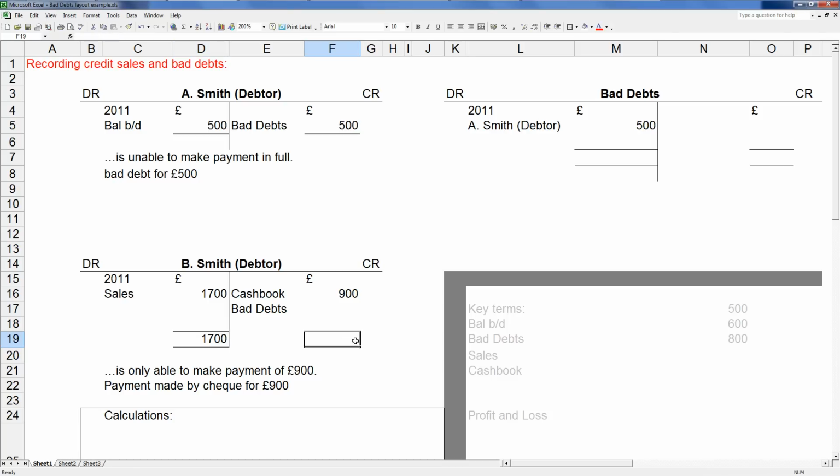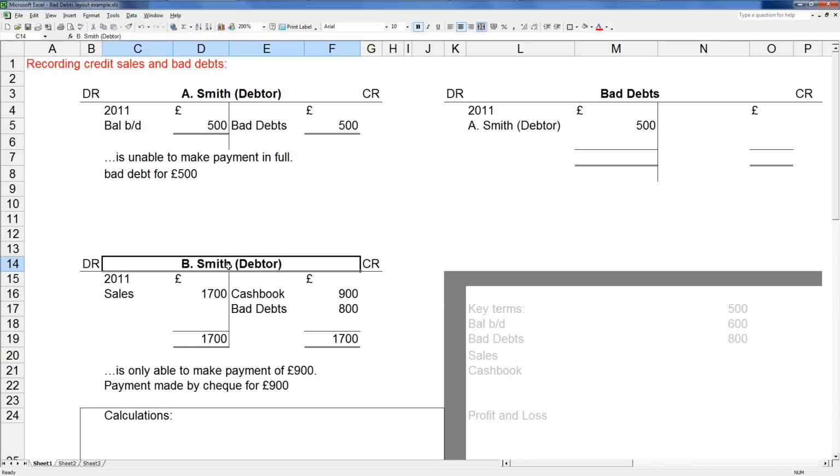Now let's just do the double entry. We haven't done the bad debt for B. Smith. So the bad debts account needs to make an entry. And you know it's going to be a debit, but prove it: credit the debtor account to reduce the debtor. So the bad debts is the debit entry. This is going to be B. Smith, this is going to be £800. And just for the example, they're the only two bad debts I've got.